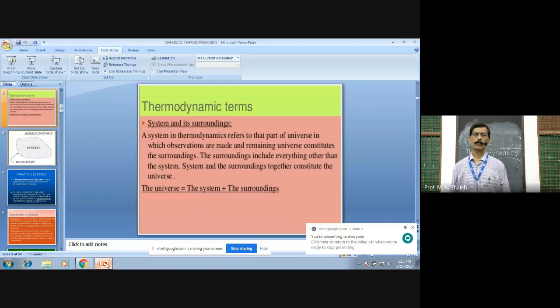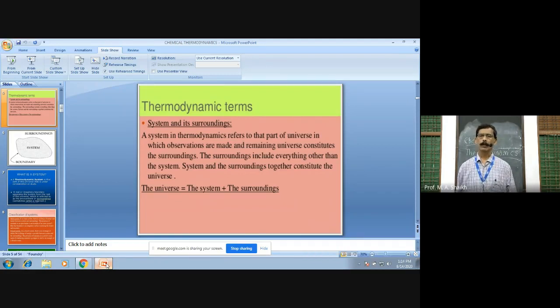Okay, students, we have seen thermodynamics and we have learned what chemical thermodynamics is. Right now, we have to start from the terms which are used in thermodynamics. There are three important terms which are used in thermodynamics: system, surroundings, and boundary. Actually, these are the basic concepts of thermodynamics.